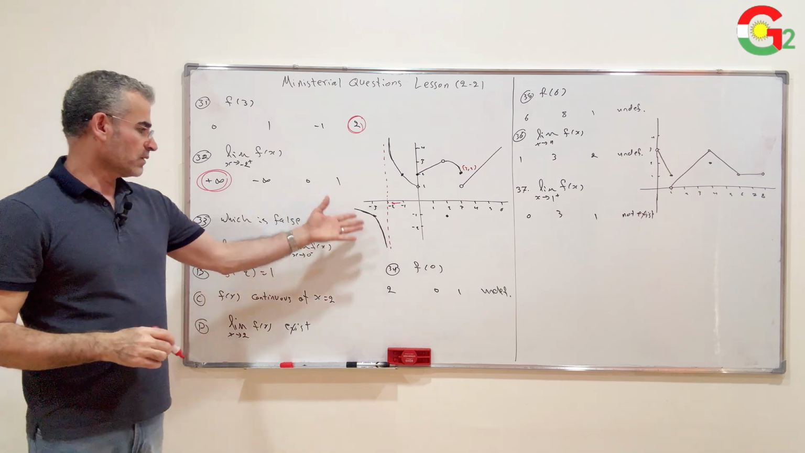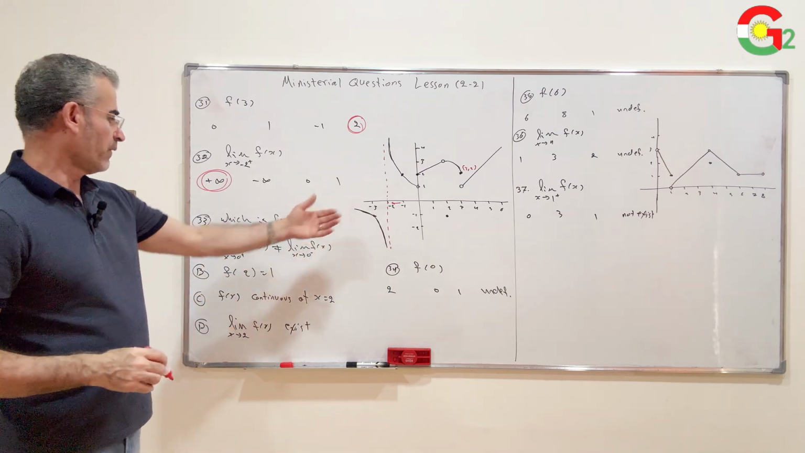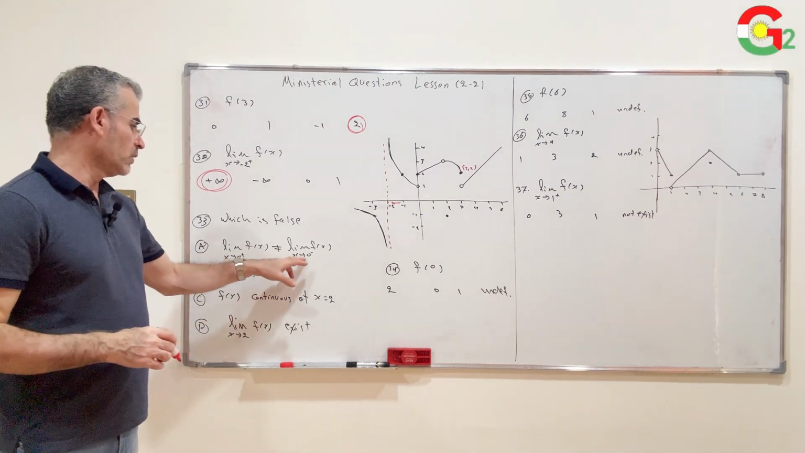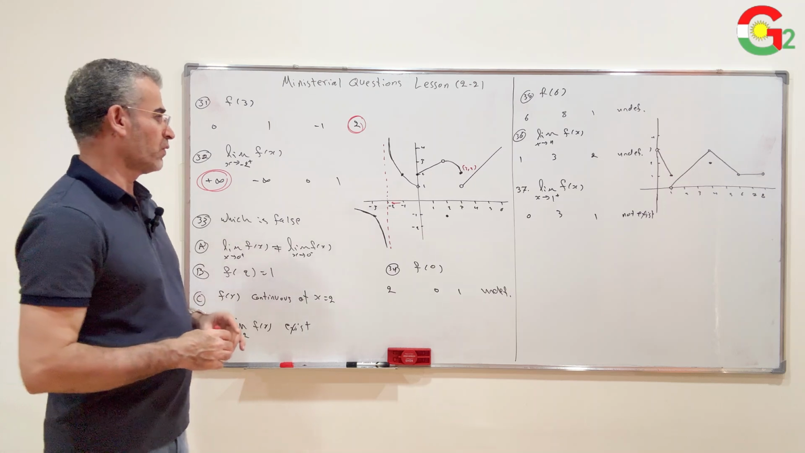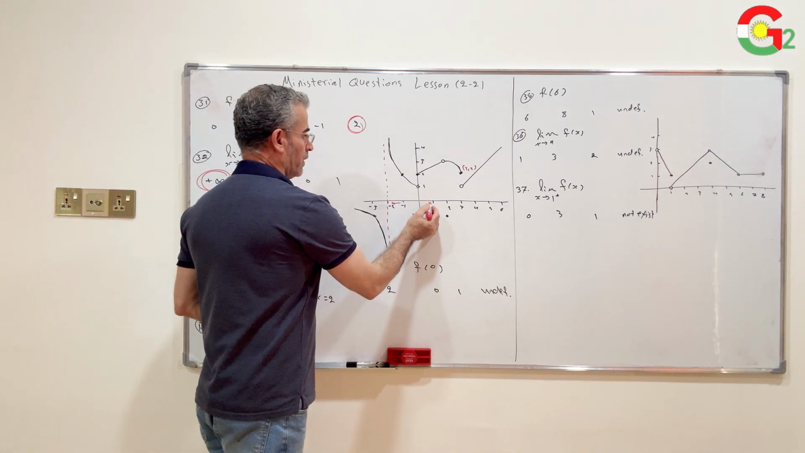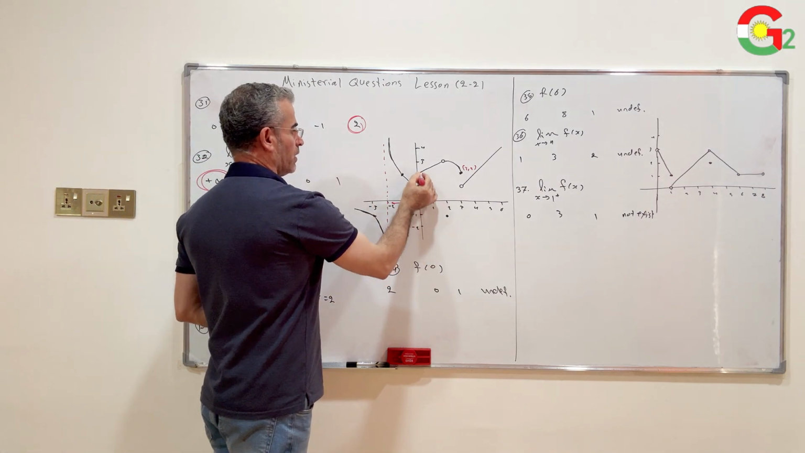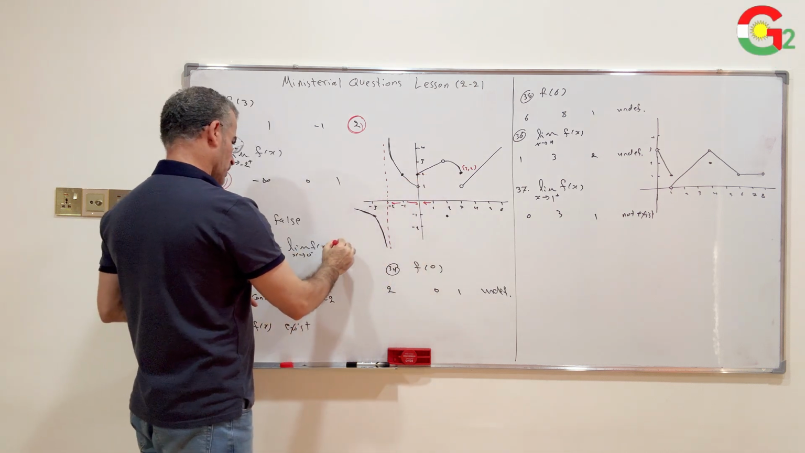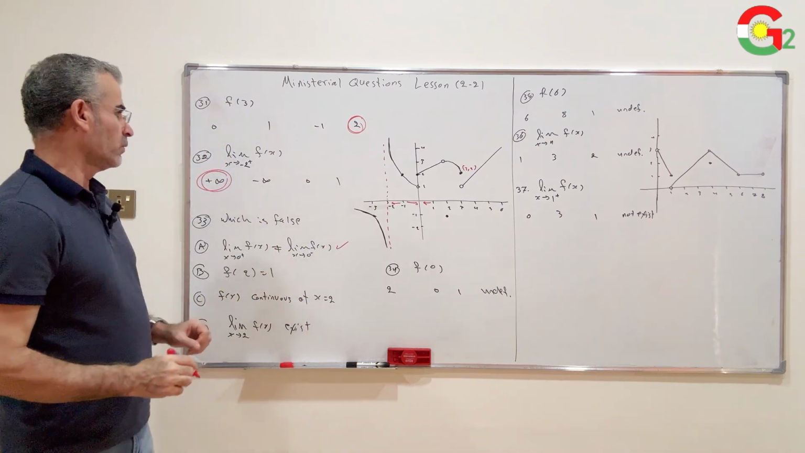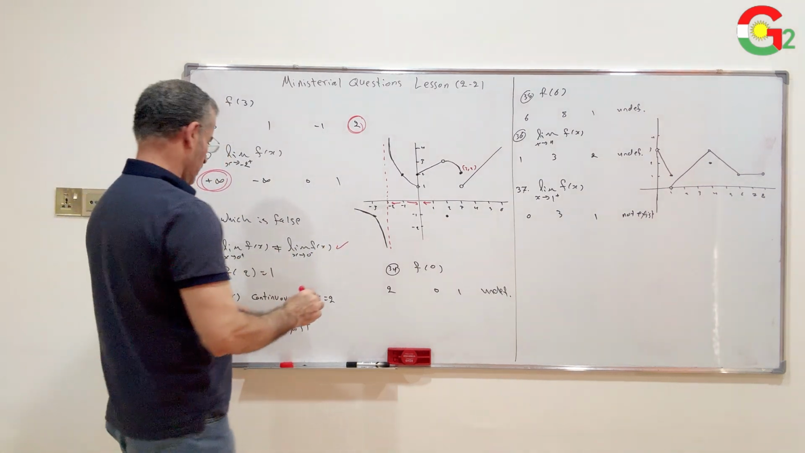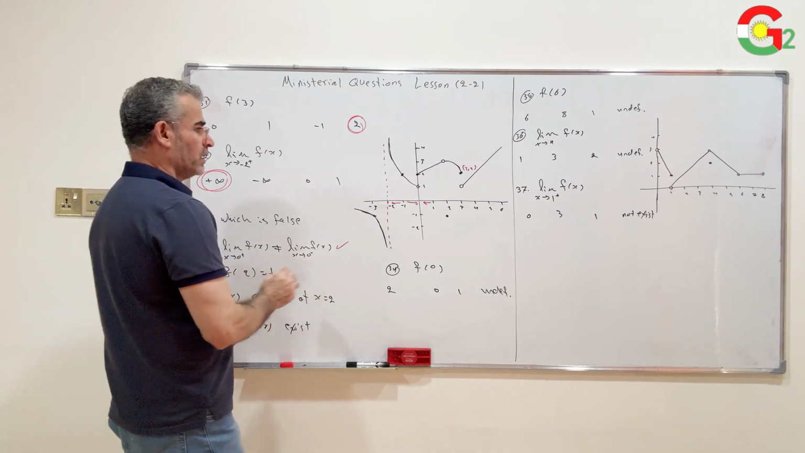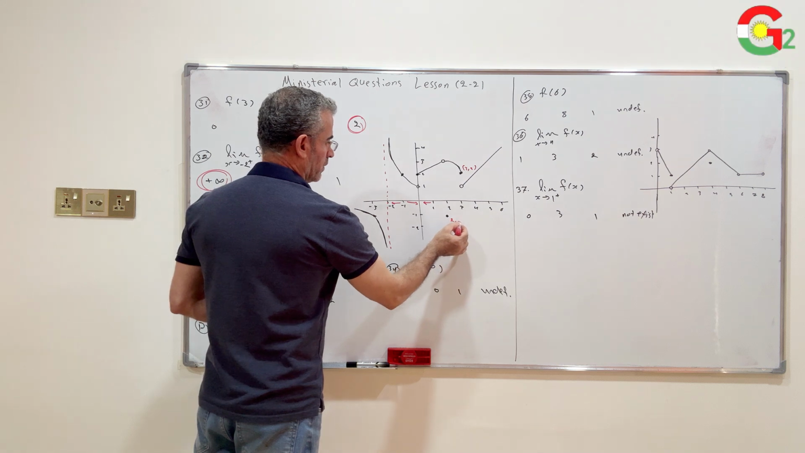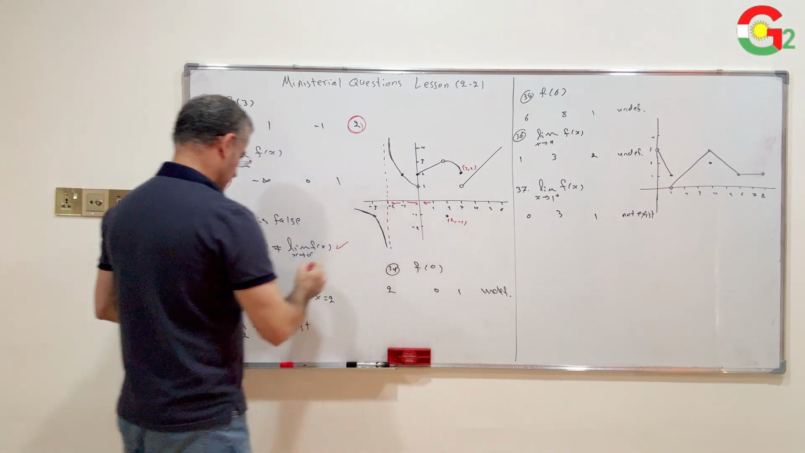Which statement is false for f of x? Limit f of x when x approaches 0 from right is not equal to limit f of x when x approaches 0 from left. This is 0. When x approaches 0 from right it is 2. From left, as you see, it is 1. Then this statement is true. It is not equal. f of 2 is negative 1. This is 2. This is negative 1. When x equals 2, f of x is negative 1.